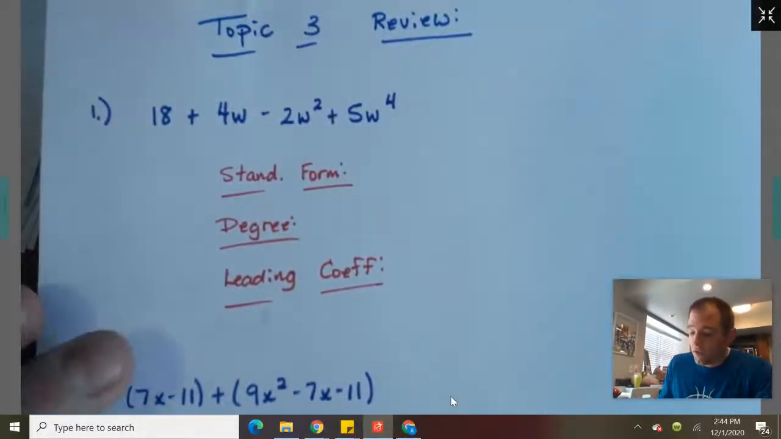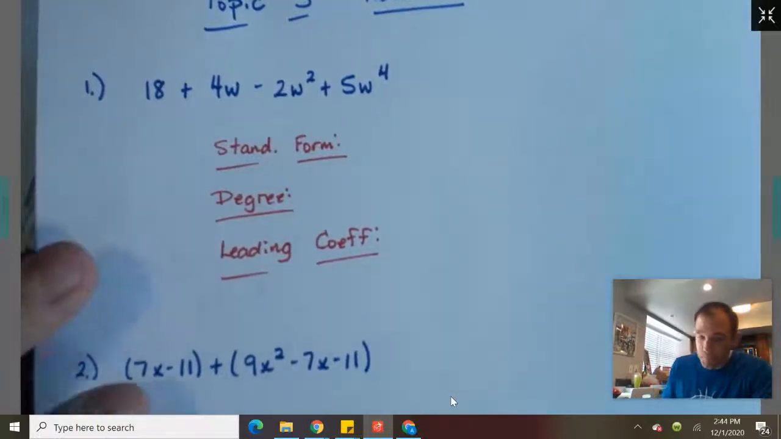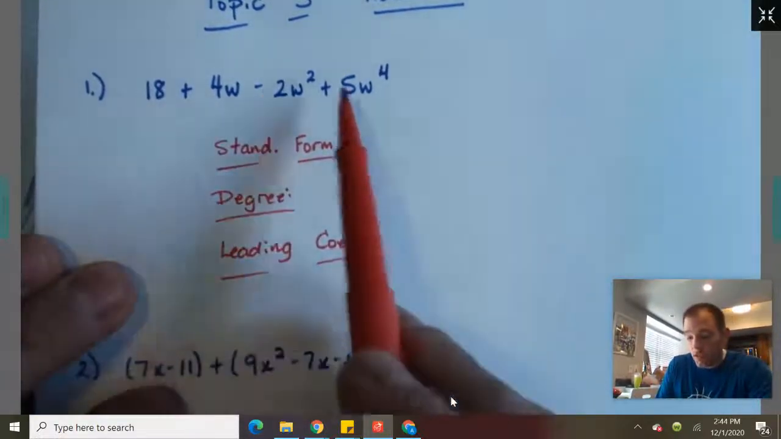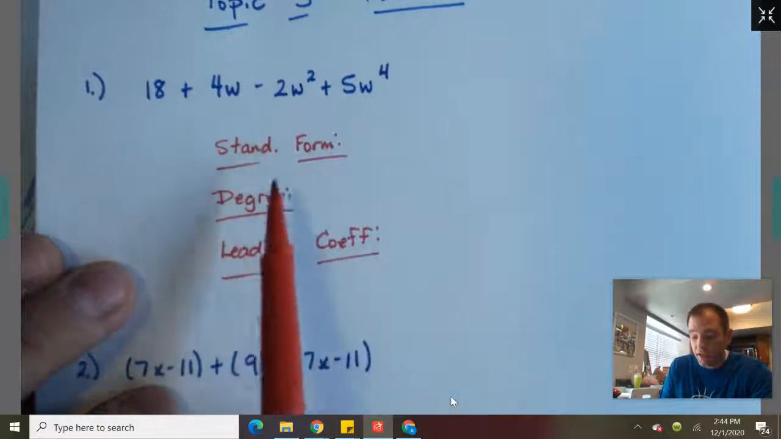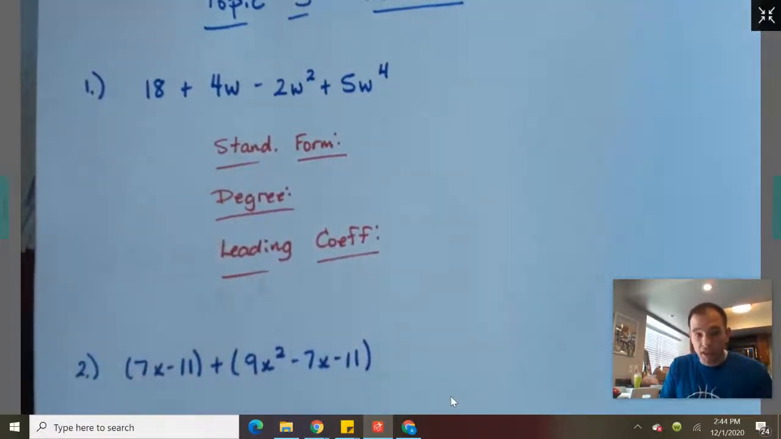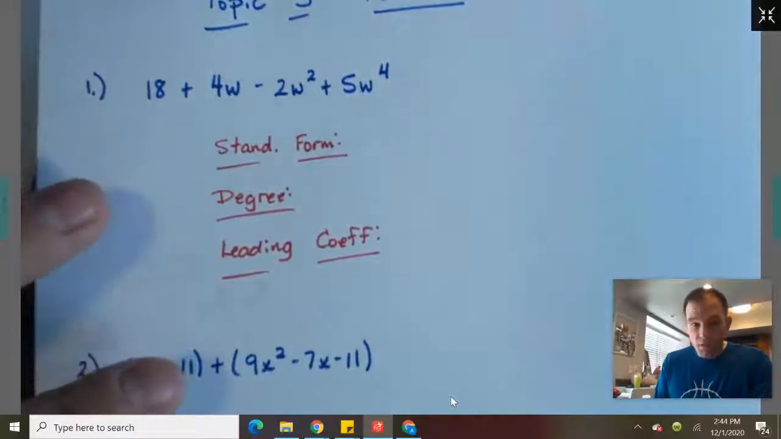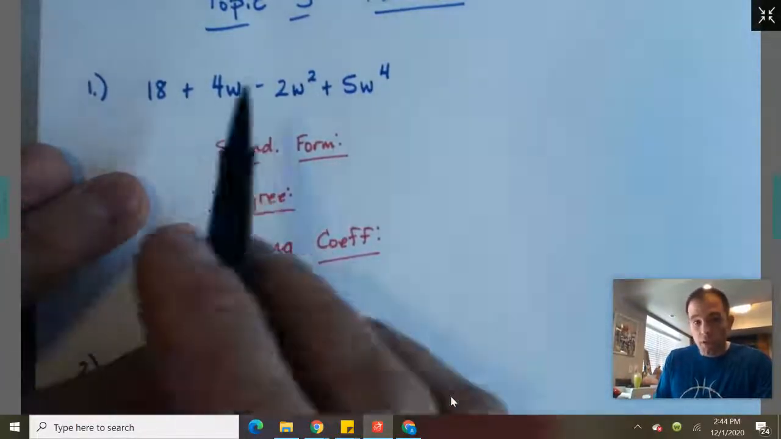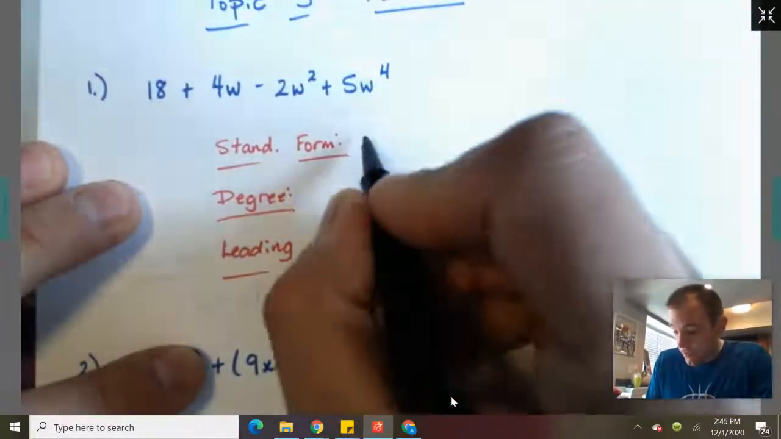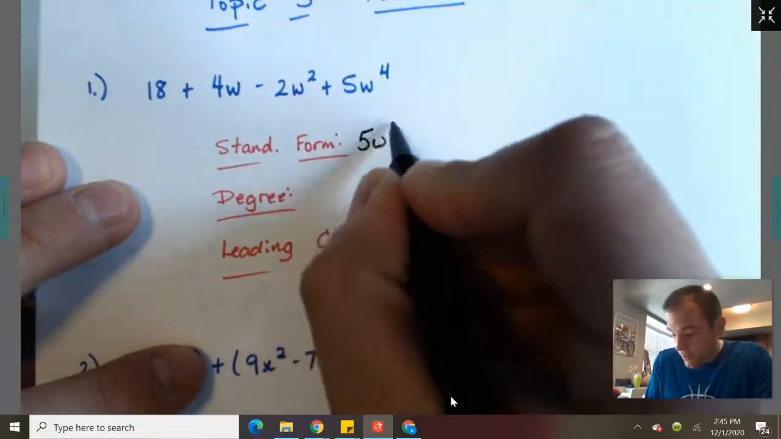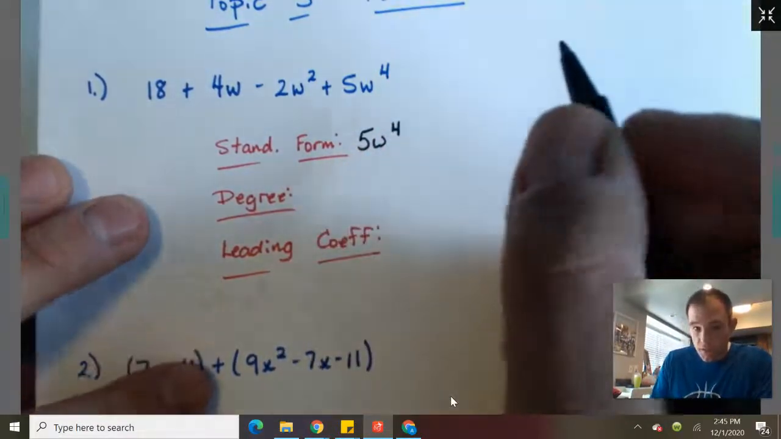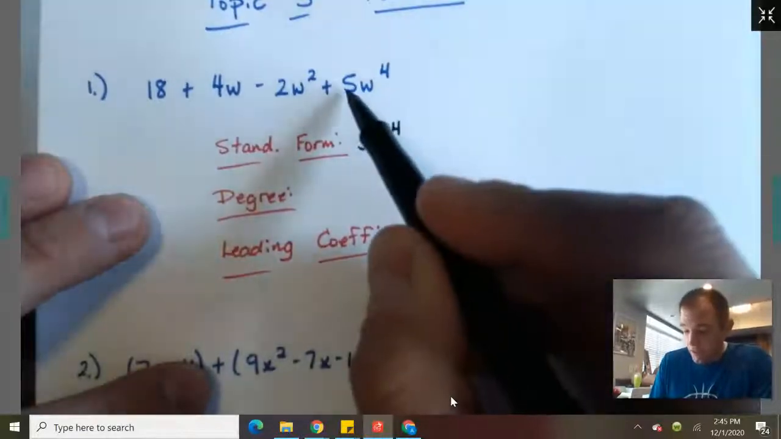So the very first problem you will see, it's going to give you a polynomial, and then it wants you to write it in standard form, find the degree and the leading coefficient. If you remember back when we did the very first section of this topic, topic 3, standard form is when you put the exponents from the biggest one to the smallest one. So I just want to reorganize this. So 5w to the 4th is the biggest exponent, w to the 4th. Then I like to cross them off as I go.